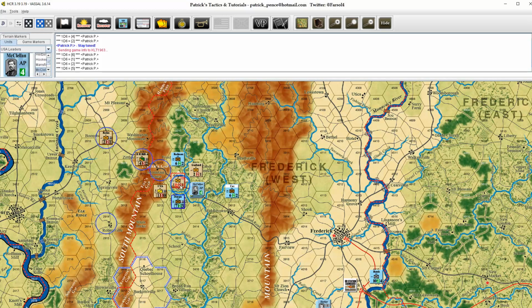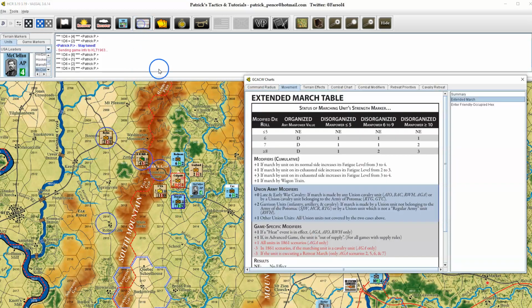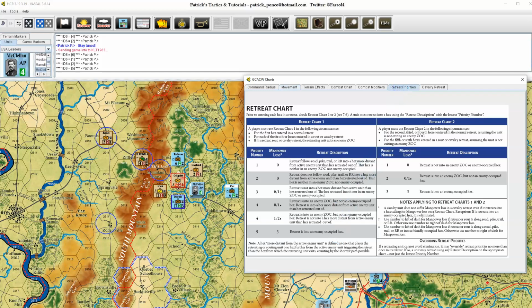So in this case, he would be forced. A normal retreat, a little r, is a minimum of 2 hexes and a maximum of 4. But in this case, he got routed, so he has to go a minimum of 4 and a maximum of 6. I'm going to pull up the charts here for retreat priorities. This is, without a doubt, for new players, the most confounding part of the whole series.